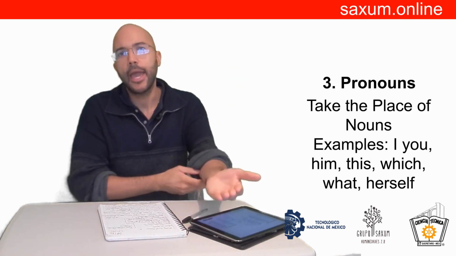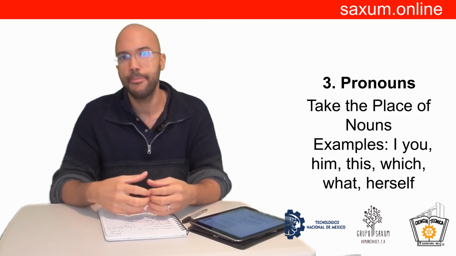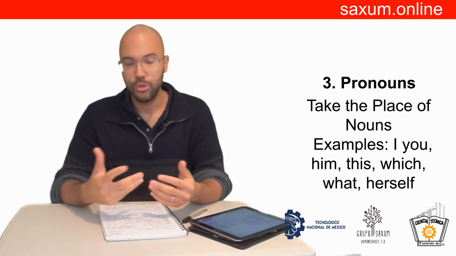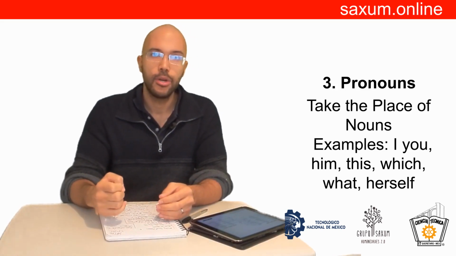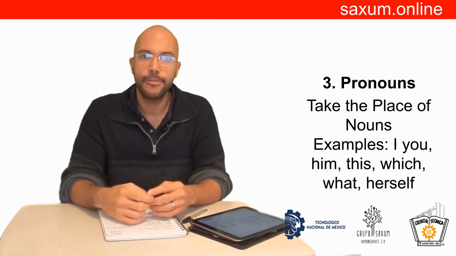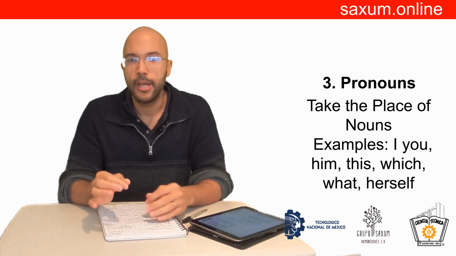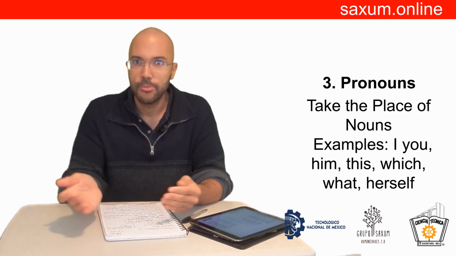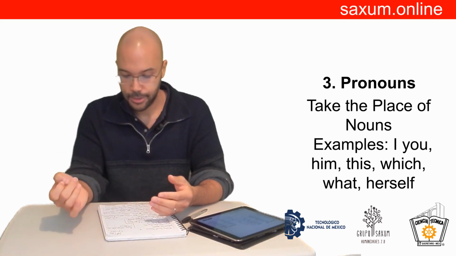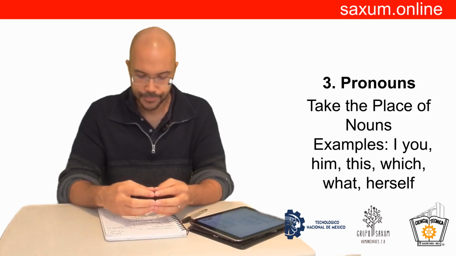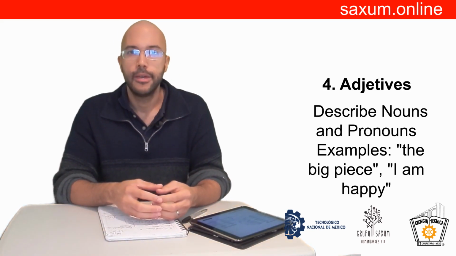We have many types of pronouns. Some examples are I, you, him, this, which, what, herself. All of these are pronouns from different categories, but they're all words that take the place of another thing. Okay. Next we have adjectives.